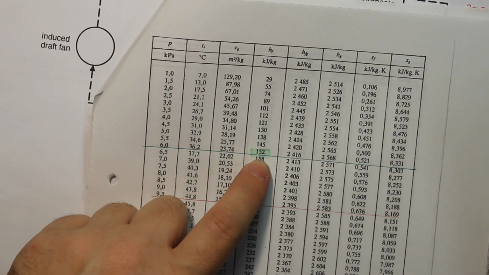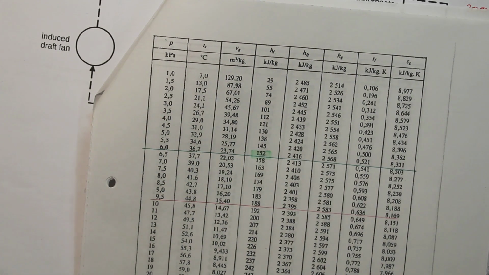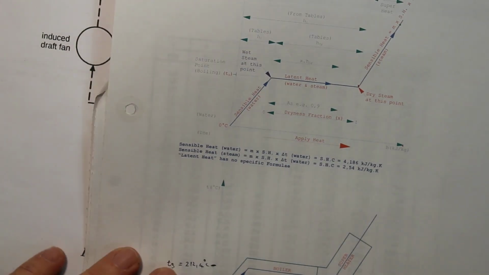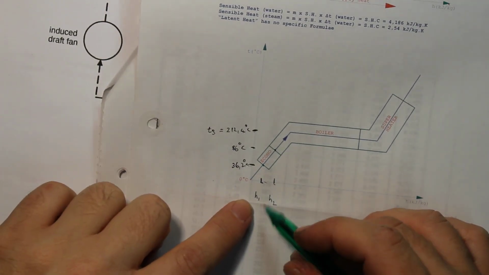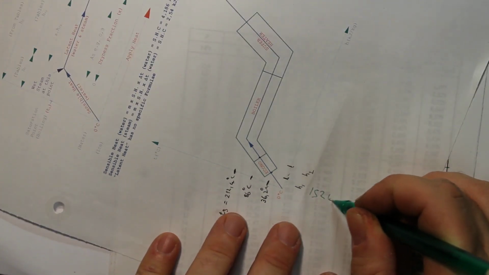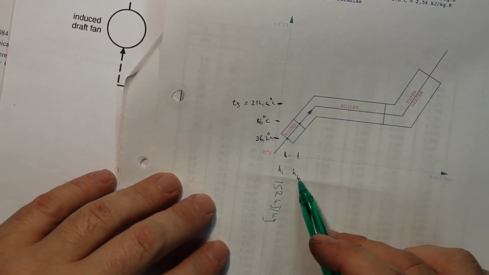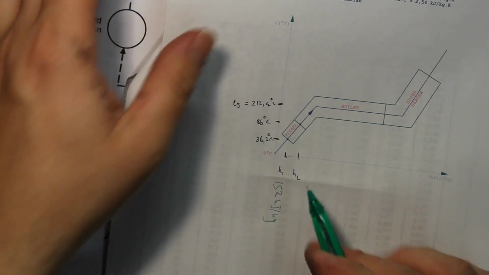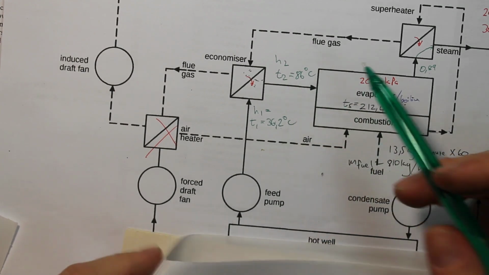Okay, so that's the enthalpy value. Again on our TH diagram, you can see H1, and that's going to be 152 kilojoules per kilogram. So there's our H1. And for H2 we do the same thing. Remember, H2 is after the economizer, at 86 degrees.